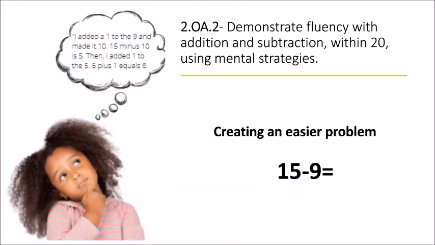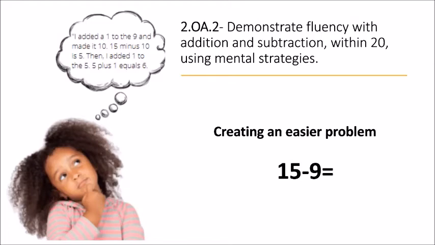So for instance, again, if the equation is 15 minus 9, the learner may reason, I added a 1 to the 9 and made it a 10. Then I had the equation 15 minus 10, which I knew was 5. So I added a 1 to the 5, and that equals 6. So 15 minus 9 equals 6.